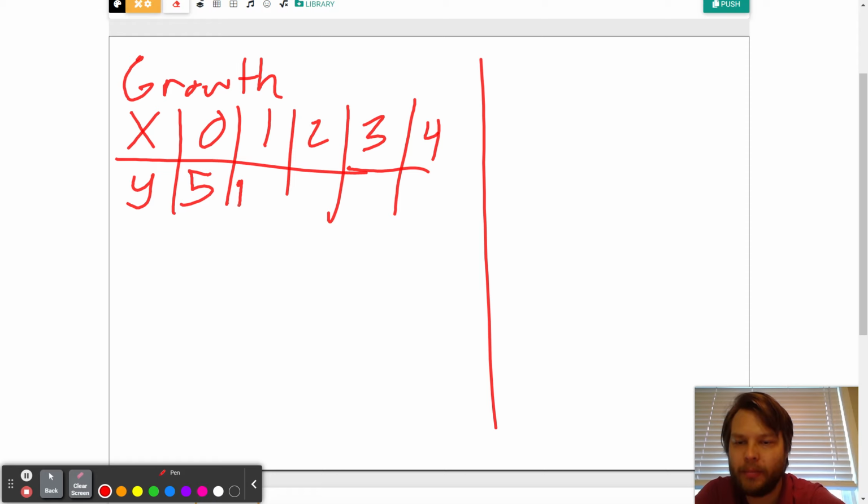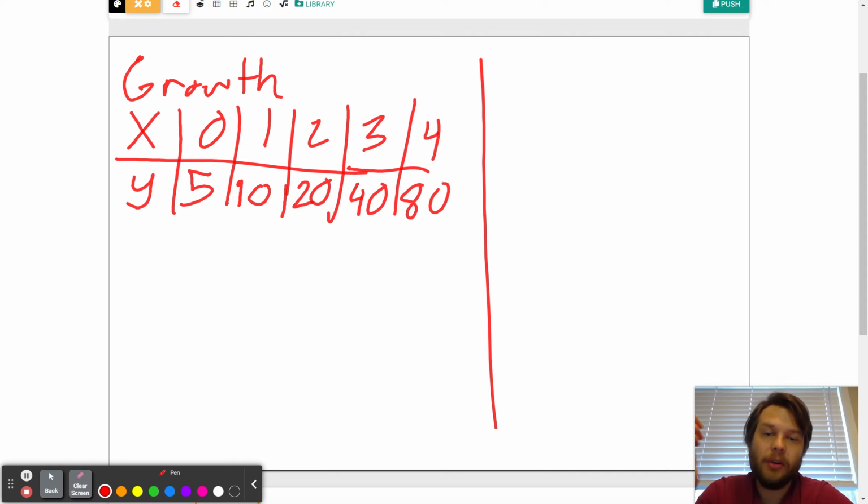I want you to think about what number I am multiplying by. I'm multiplying by the same number every time. I want you to notice that the x value is the number of times that I multiplied by that. And so my multiplier here is 2.